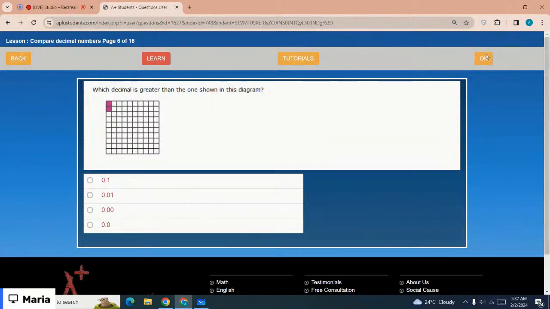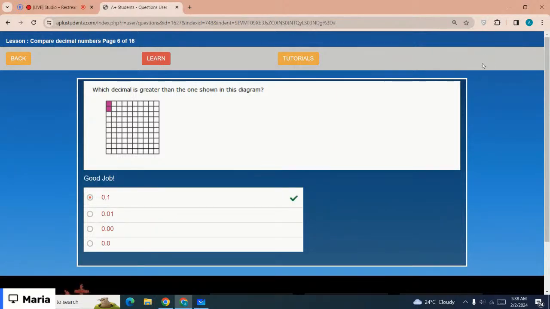Which decimal is greater than the one shown in the diagram? So, which is the correct option? The one that is shown in the figure is 0.2, right? But no one is greater here than 0.2. It must be less, not greater, right?